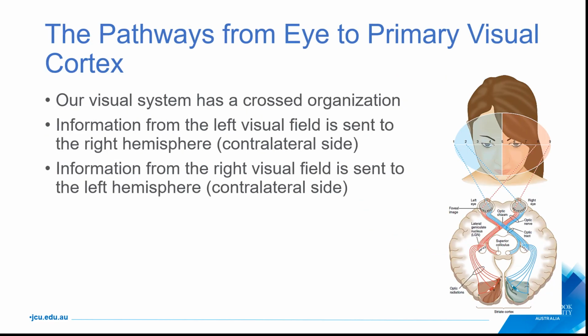Now let's talk about these pathways from the eye to the primary visual cortex, all the way at the back of our brain. Our visual system has this cross-organization, or more academically speaking, a contralateral organization. Information from the left visual field is sent to the right hemisphere, the contralateral side, and vice versa. Information from the right visual field is sent to the left hemisphere, just as I said earlier.